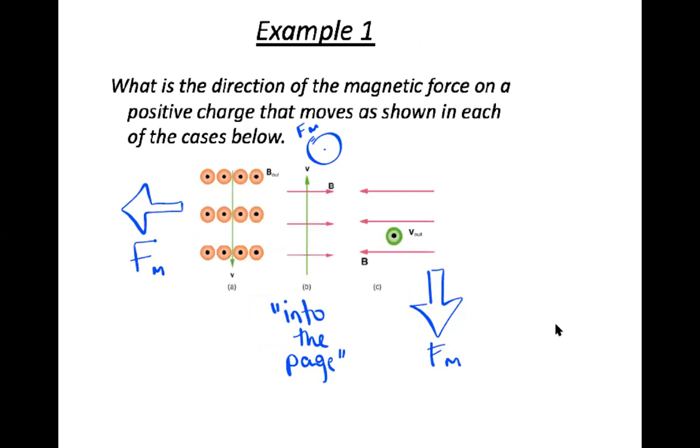In A and C, you could write an arrow or words. But for B, you really have to use words. You'd have to say into the page or use the convention of the dot being into the page, and write an FM, because as you can see, it gets confusing. If you just write a dot, there are three different vectors that could be written as a dot. So you have to label them.